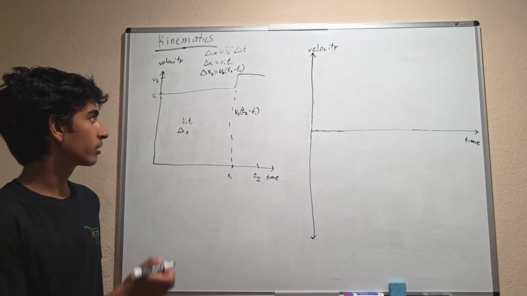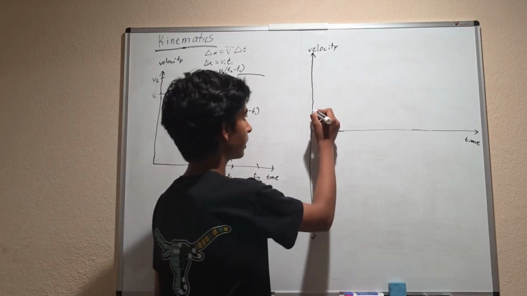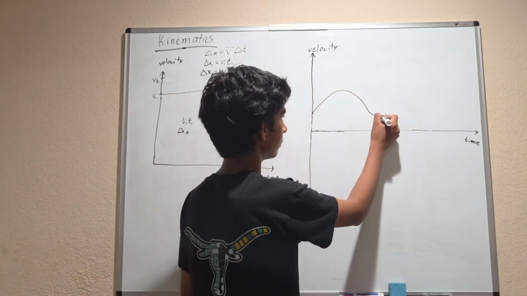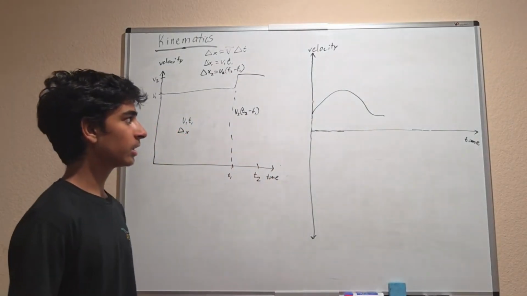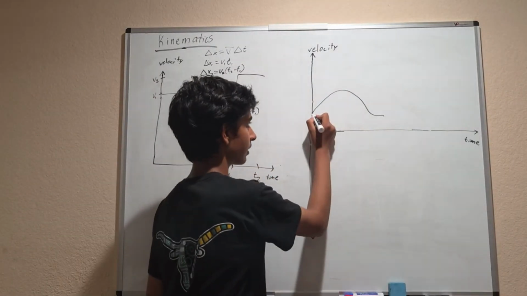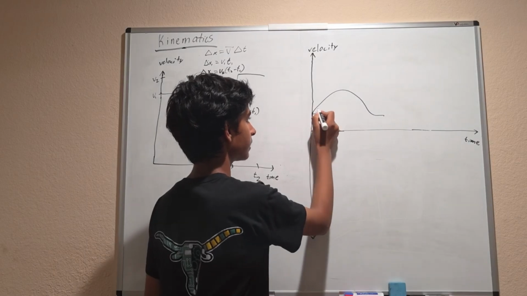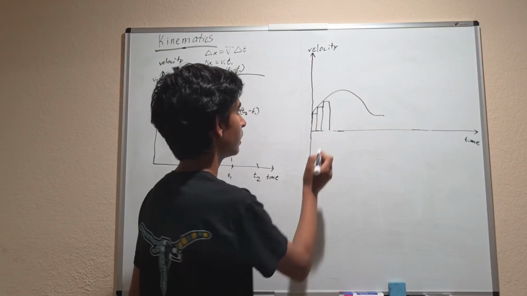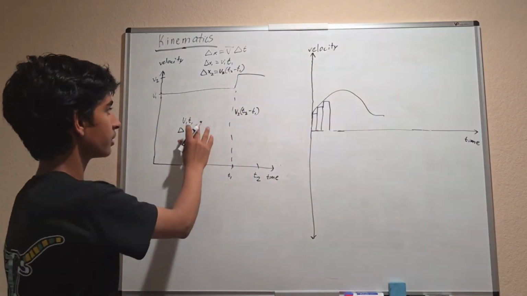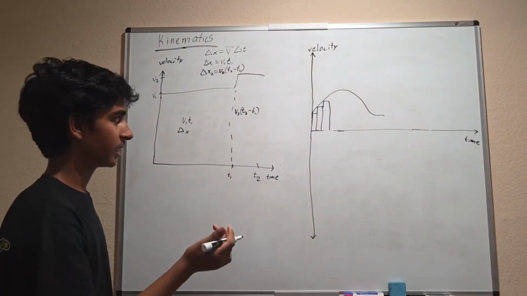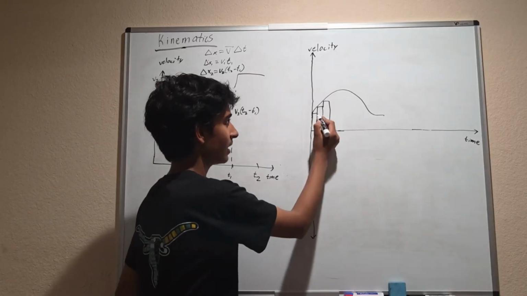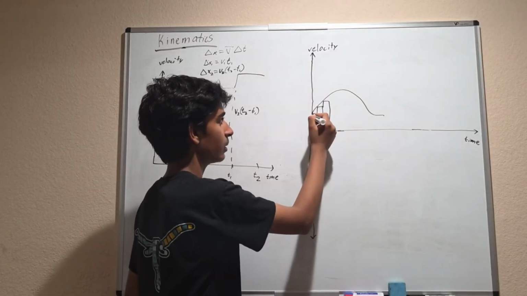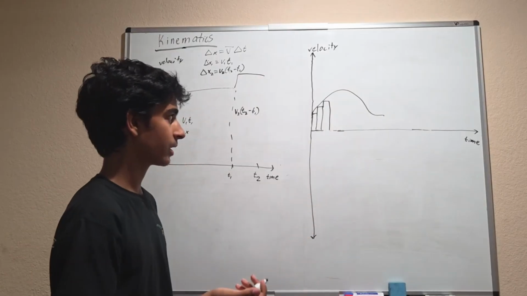But most of the time, our graph isn't this simple. It might look like this, for example. Now what do we do? Well, this can actually still be composed of rectangles, like this. We know that the area under the rectangles is the displacement, but the graph we want isn't this staircase-like thing. We want this smooth graph. Now what do we do?